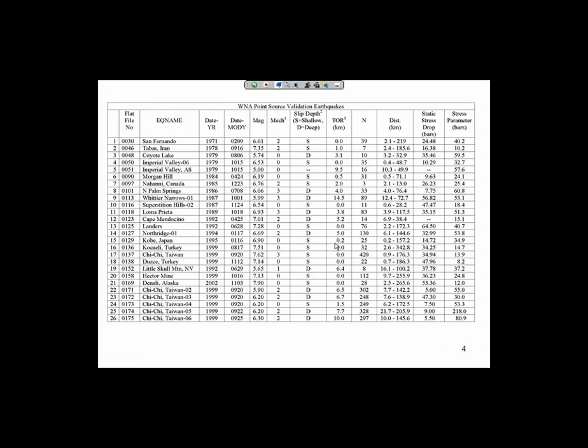So then to get the difference between top of rupture and slip depth is we look at the slip distribution in the preferred model, and we determine whether or not 20% of the slip is in the top 5 kilometers. If it is, then it's shallow slip. If it's not, then it's deep slip. So say, for example, both San Fernando and Tabas are shallow, and Coyote is one of the deep slip models.